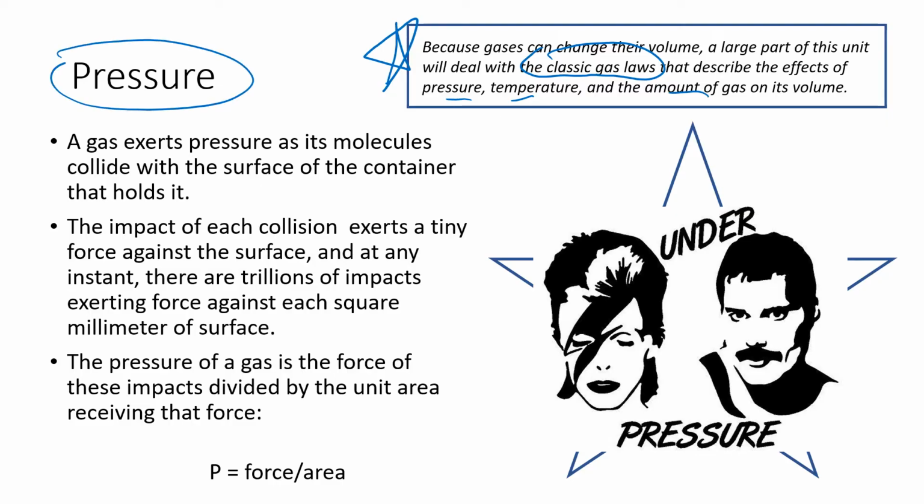A gas exerts its pressure as its molecules collide with the surface of the container that it holds. So the pressure, like in a tire, that means that the molecules are hitting each other and pushing against the container itself. That's what the pressure is. So if you increase the volume of gas in a tire, the pressure will increase. So the formula for pressure, it's force of the impacts of the molecules divided by the area. So pressure equals force divided by area.